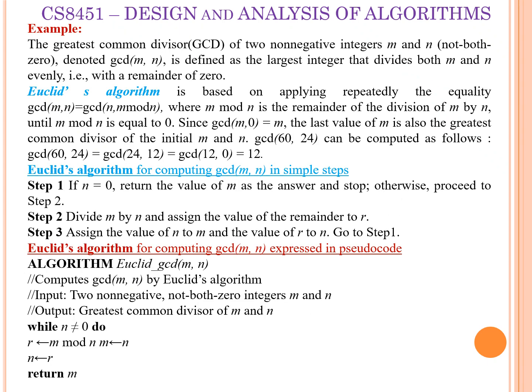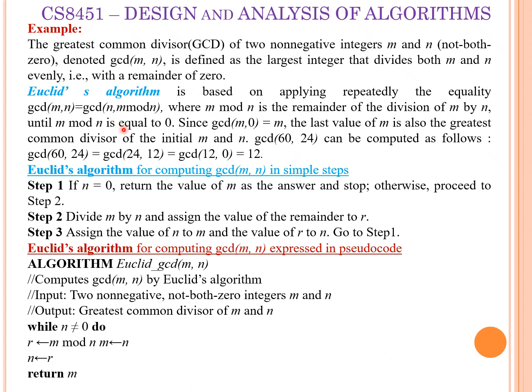So here we have taken an example of finding the GCD of two non-negative numbers. Here we have Euclid's algorithm. Based on applying repeatedly the equality, GCD of m and n can be given as GCD of n comma m mod n, where m mod n is the remainder of the division of m by n. We repeat this procedure until m mod n is equal to 0. When m mod n is equal to 0, whatever m value I get will become the greatest common divisor.